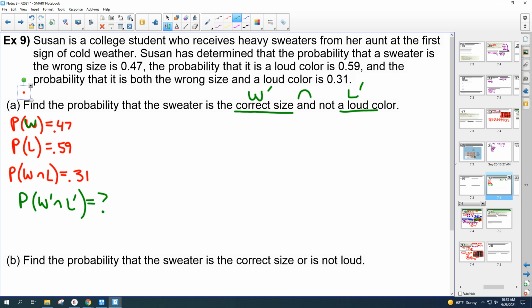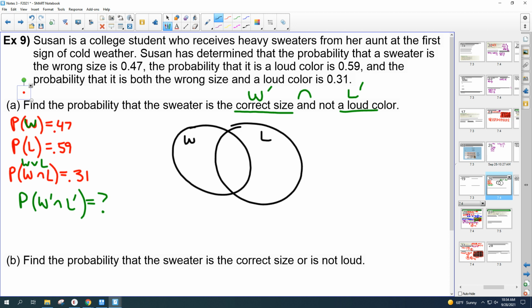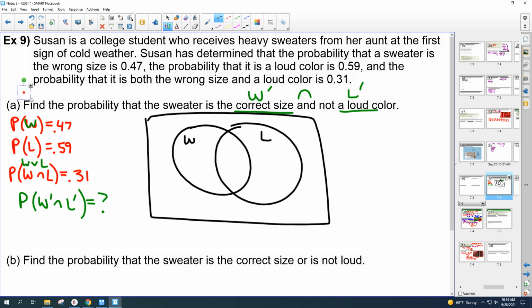This does not fit the criteria for the union rule. I can't use the union rule here. The union rule would be helpful if I needed to find the opposite, W or L. That's not what I'm finding. That's not what I need. So if you can't use the union rule, probably going to do a Venn diagram. So let's draw a Venn diagram. I've got two sets, wrong color, or wrong size, sorry, and loud color. Don't forget to draw the box. If you don't draw the box, you're not going to have all four of your subsets, all four of your regions here.